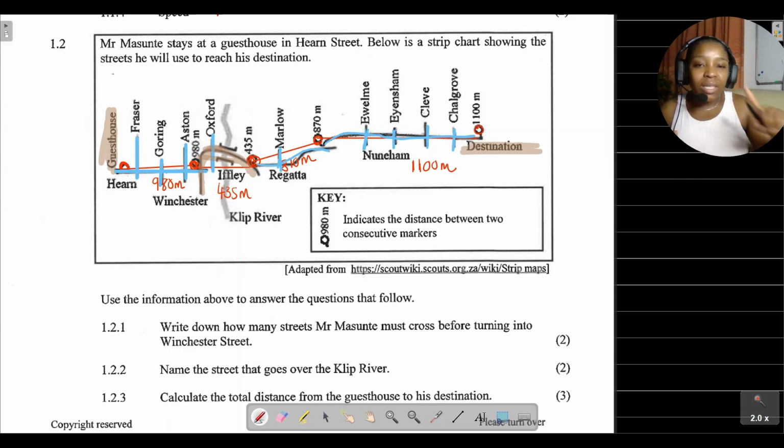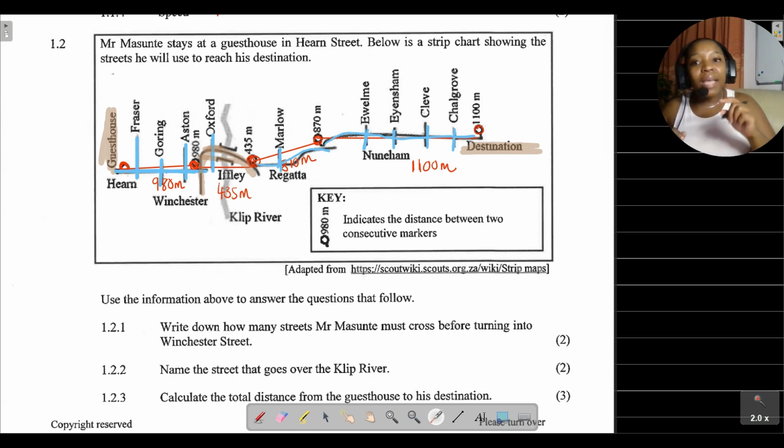So it's important that we understand what's happening there. The horizontal street there is Hearn. Then this one there is Winchester. Then this one there is Iffley. Do you see there? Then this one there is Regatta.